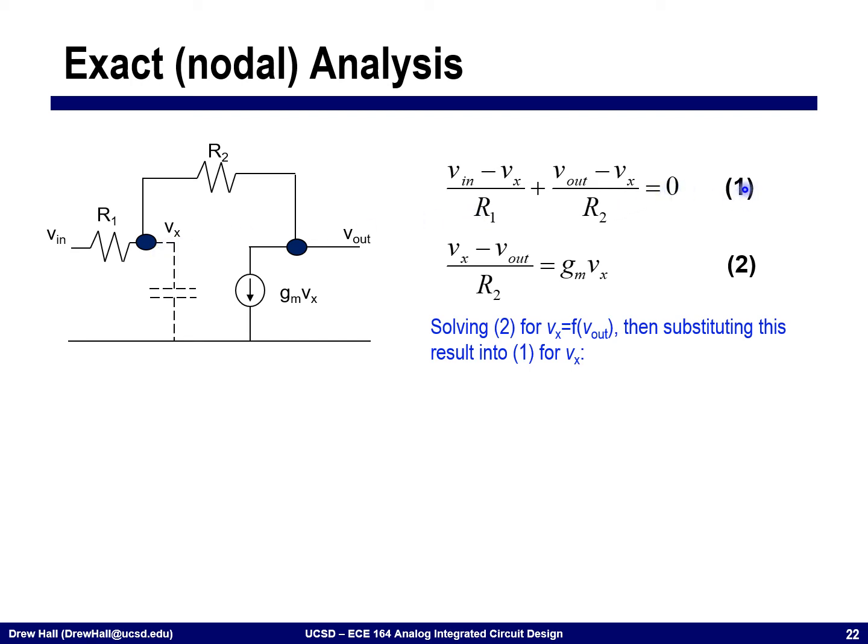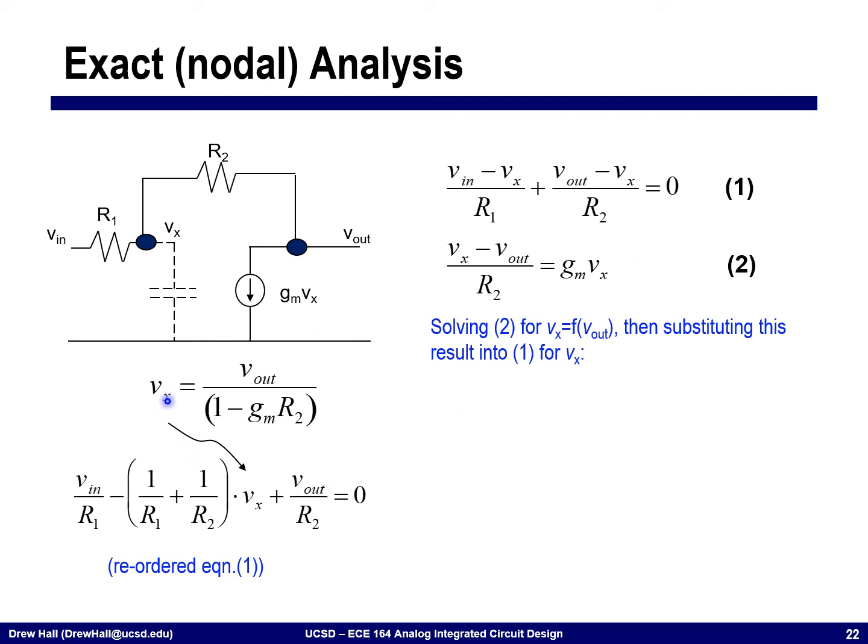That's this first expression. And then I can write that Vx minus V out divided by R2, that's the current that flows through here, has to be equal to the current that flows through this transconductor here, GM Vx. For simplicity right now, I'm neglecting this capacitor. I'll add it back in just a second to show you what happens, but it would be fairly easy to add an additional term to this first expression if we wanted to account for it right now.